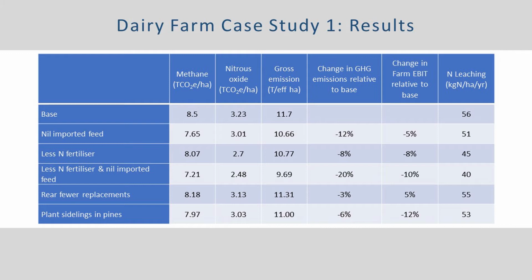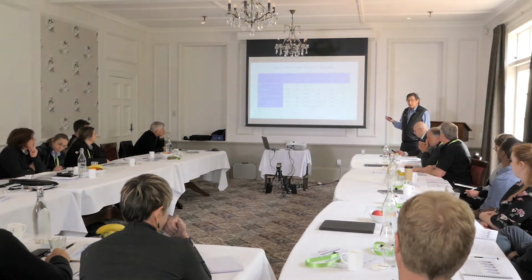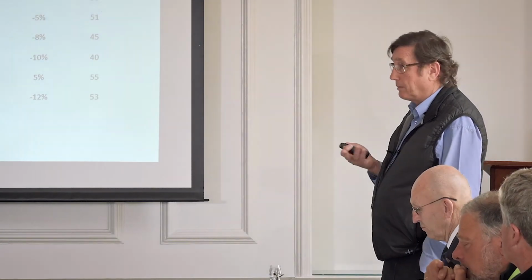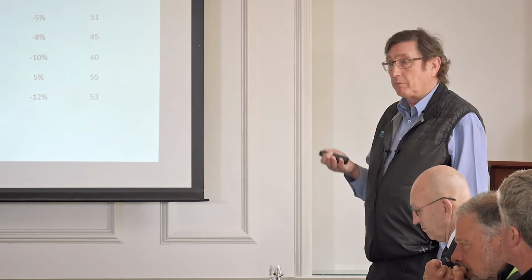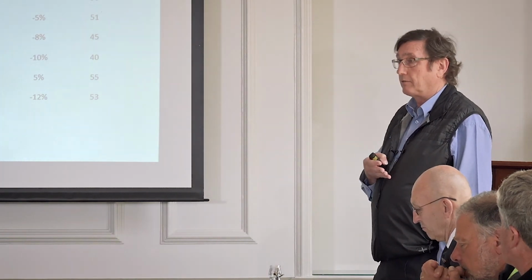And in terms of planting the sidelings, yes, we dropped our greenhouse gas emissions. That was particularly because the trees were working as an offset to some extent. The area planted wasn't big, but something in there. But we also reduced our farm profitability, because the profitability of the forestry on those areas was significantly less than the money we were making as dairying.